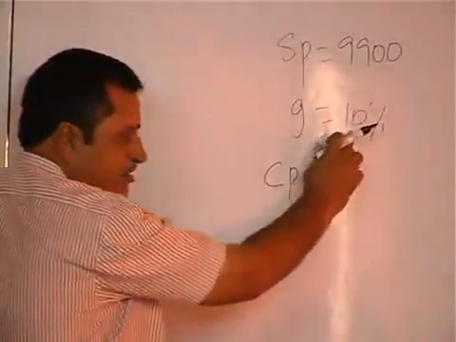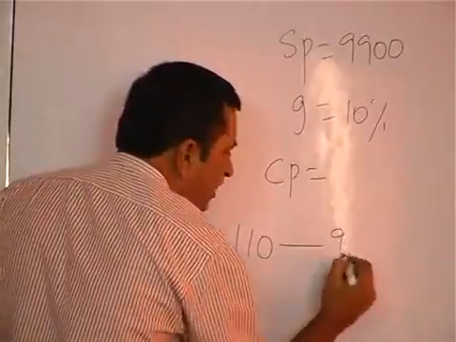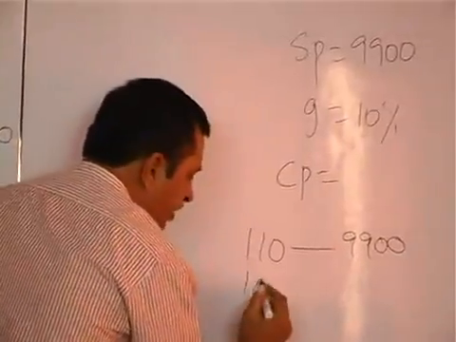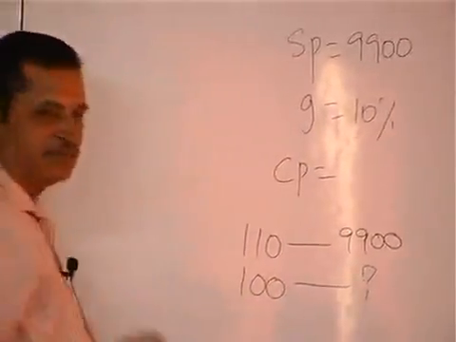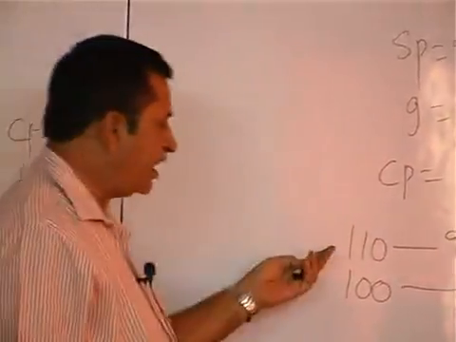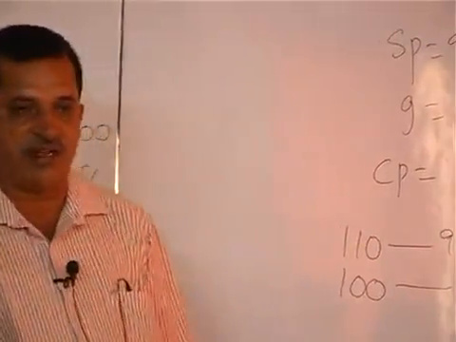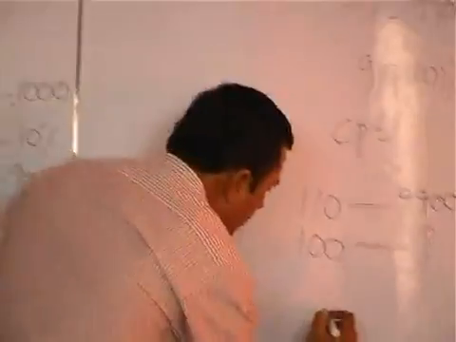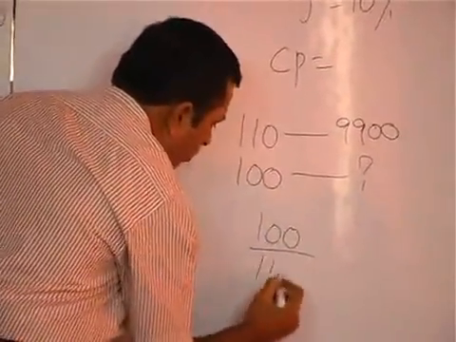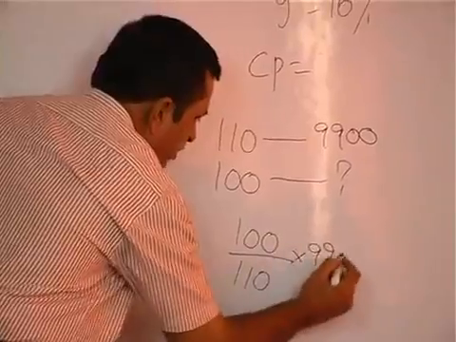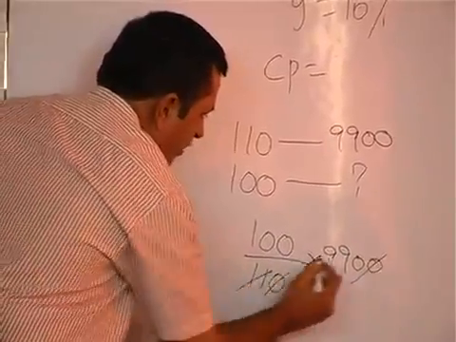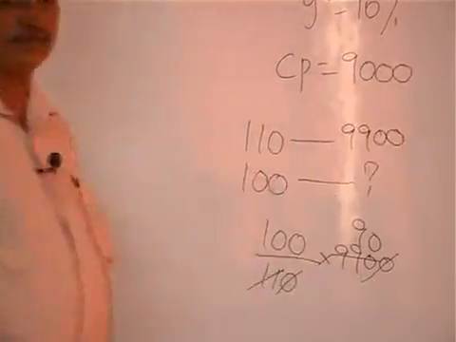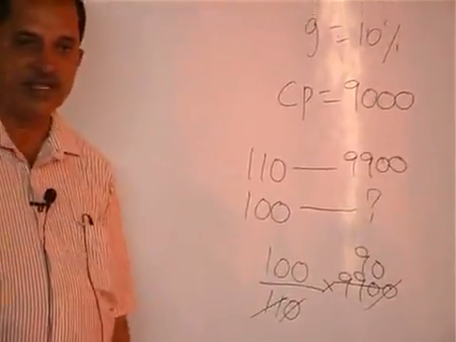Gain 10% means 110 is equal to 9,900, is it not? Then you want the cost price, so 100 will be equal to how much? 110 is equal to 9,900, so the value of 100 will be less. Less by more, into 9,900, so cost price is how much? 9,000. Cost price is 9,000.